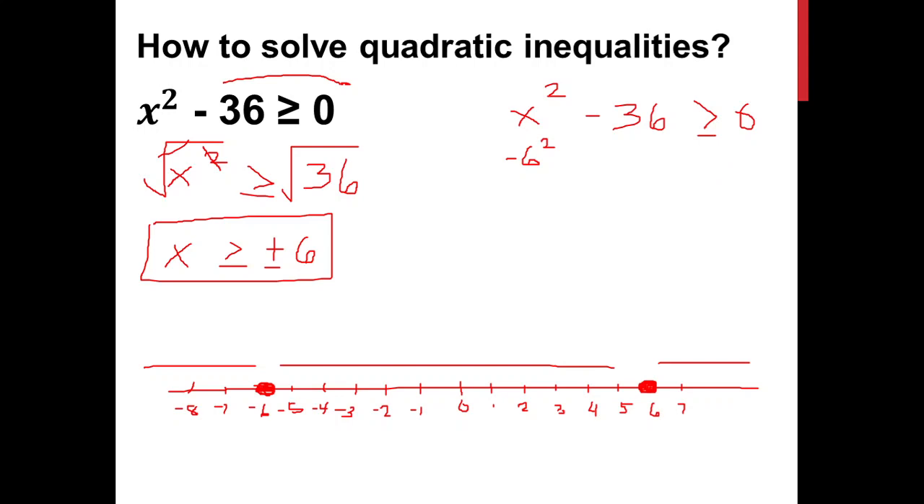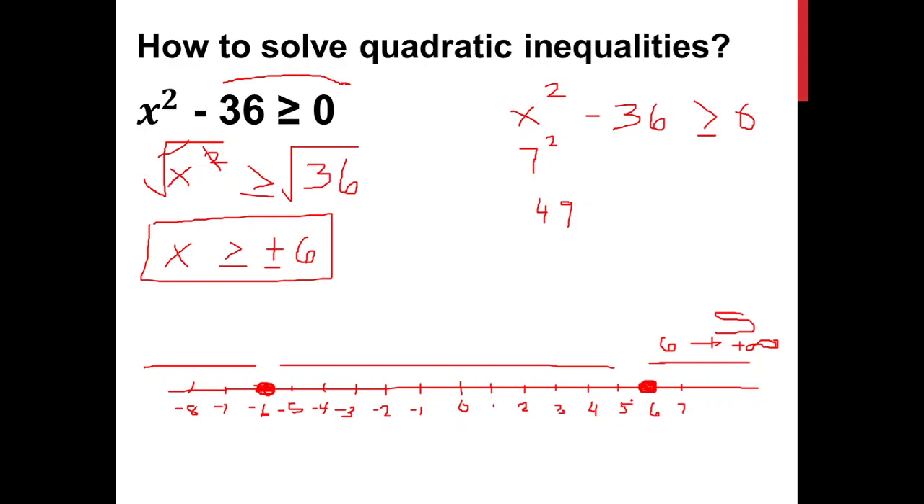Now let's try to find out what are the other possible solutions to our inequality. So let's try positive 7 first. Okay, if x is 7, you have 7 times 7, that's 49. 49 minus 36 will give you a positive result, meaning it's greater than 0. So therefore, from positive 6 going to the positive infinity are solutions to our inequality.